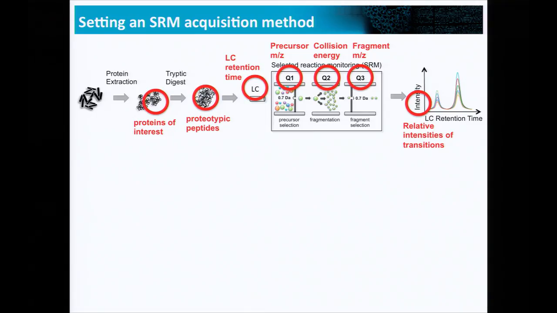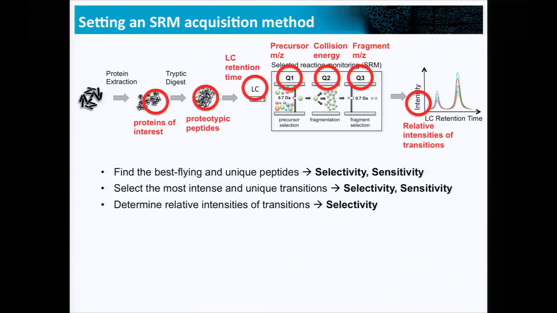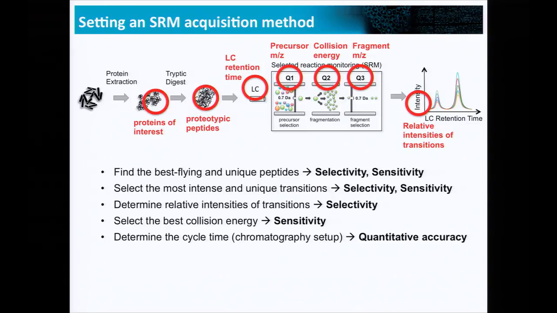And then basically, as a summary, in the first talk we've been talking about how to find the best flying peptides and the unique ones for selectivity and sensitivity. Then we started in the previous talk and in this talk to talk a bit about the intense and unique transitions, and we talked a little bit about the difference between machines and how this can implicate this information. And then that's where basically comes in the issue of relative intensities for selectivity, for making judgment of these dot product scores. And then here we talked about collision energy and how this implicates sensitivity and whether we should try and change it or not.